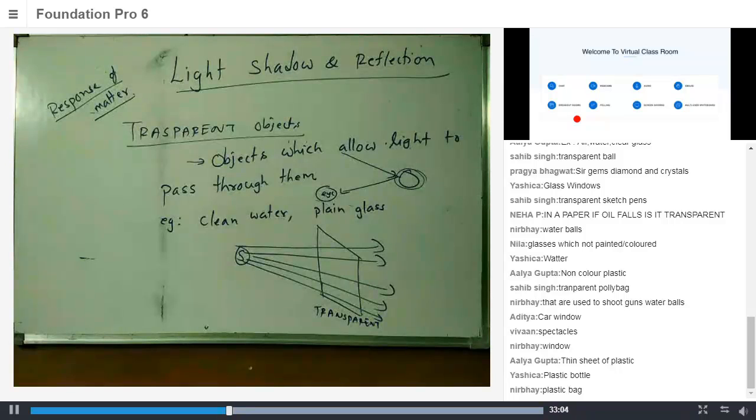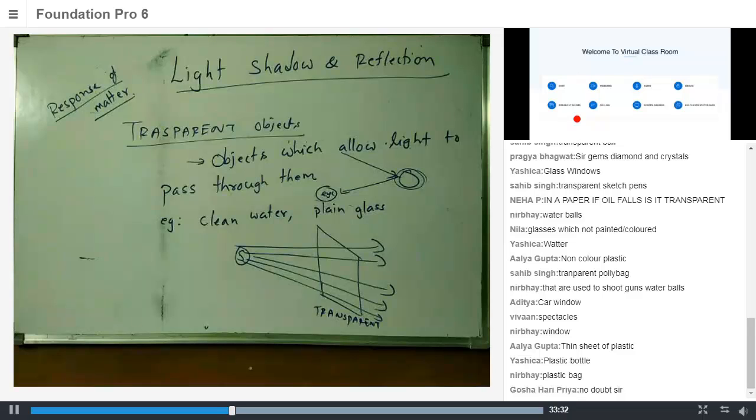So under what condition do you see objects? When light from a source falls on the objects and is reflected into your eyes. Any doubt in this? No doubt, sir. Perfect. So now, why are you not able to see objects which are behind you? Why are we only able to see objects which are in front of us?